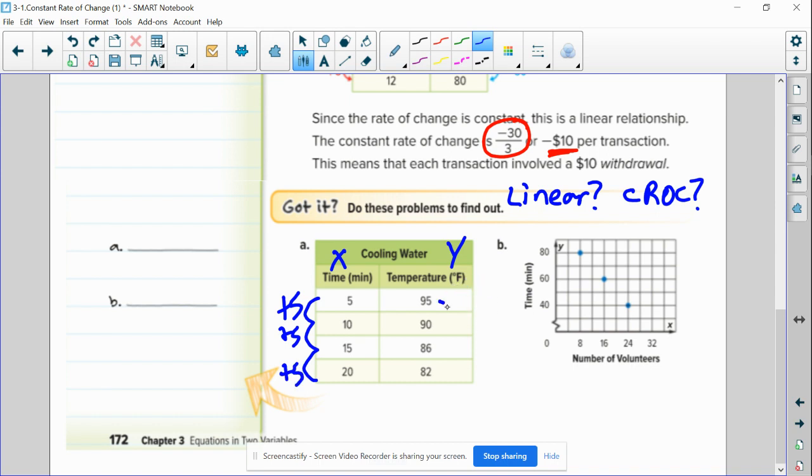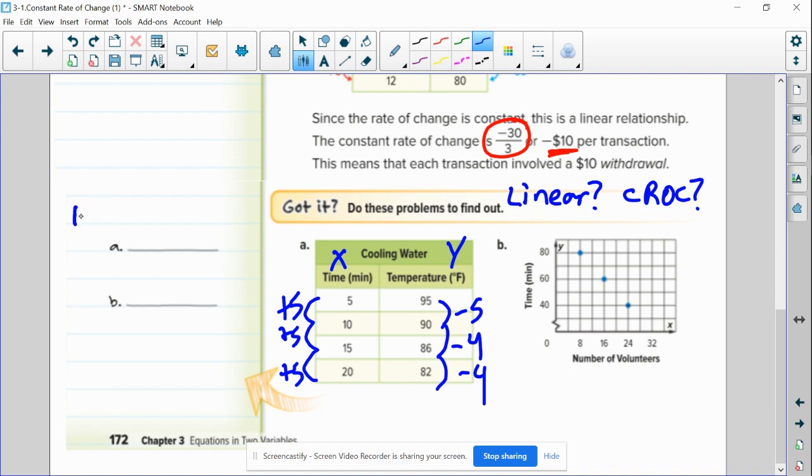Now I look at my y. How much did I decrease the first time? I dropped 5, so that means it's a negative 5. Then the next one did not drop 5, it dropped 4. And the next one dropped 4. So two of them are the same, but to be a constant rate of change and linear, they all have to be the same.